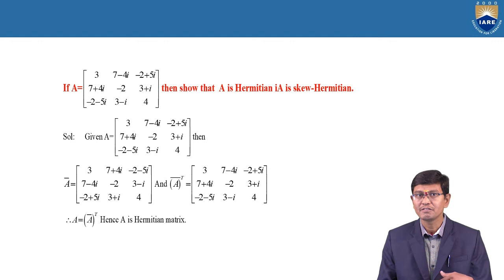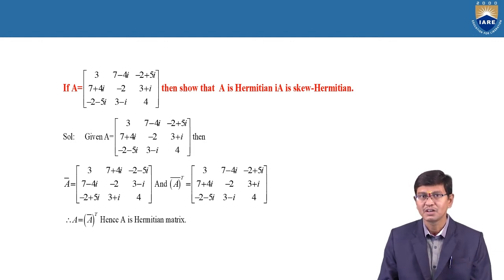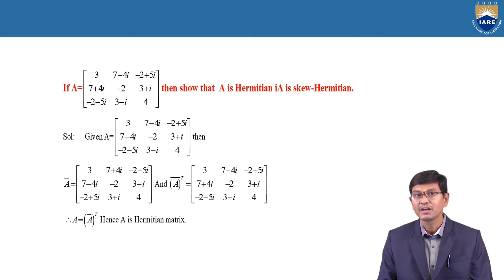But once again, we need to apply the transpose on this conjugate, because we need to verify this is the Hermitian matrix. For the purpose of the Hermitian matrix, the definition is the conjugate of a transpose. Just now we completed the conjugate only, and again we need to apply the transpose of this conjugate.